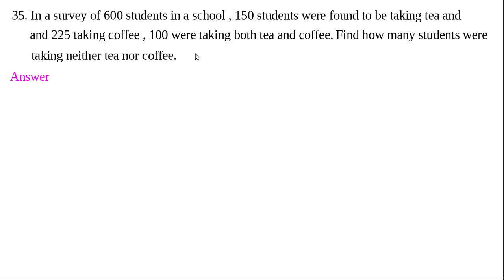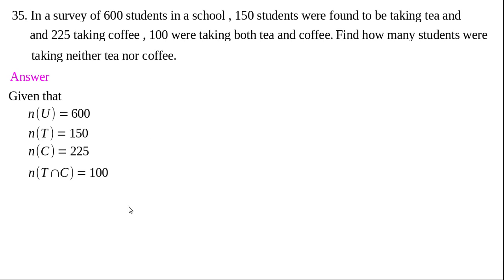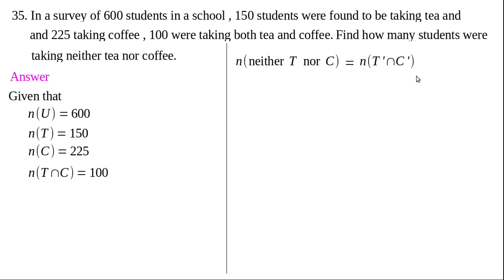First write this fact in the form of sets. Number of U equals 600. Number of T is equal to 150. Number of C is equal to 225. Number of T intersection C is equal to 100. Our question is number of neither tea nor coffee. What is the meaning of neither tea nor coffee? Yes, that is nothing but T dash intersection C dash.